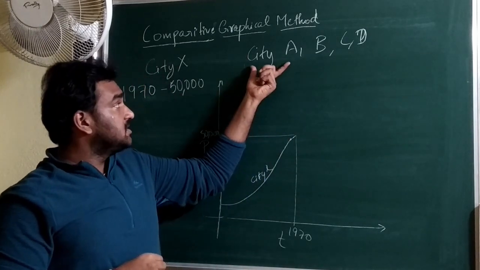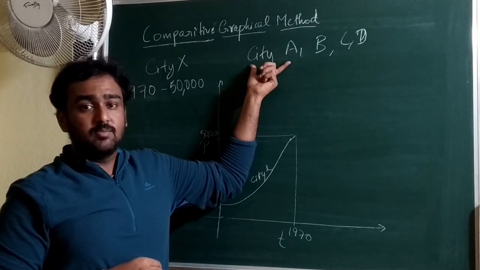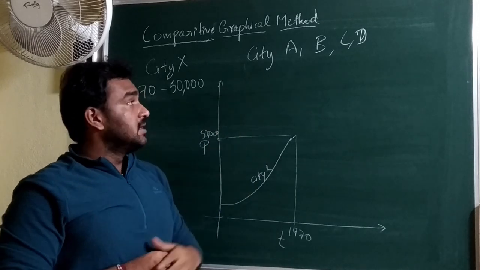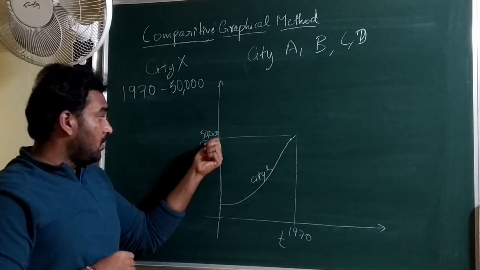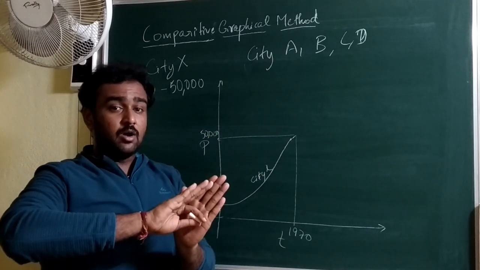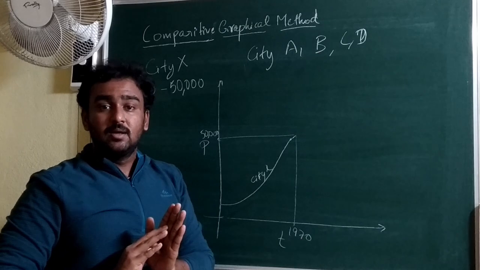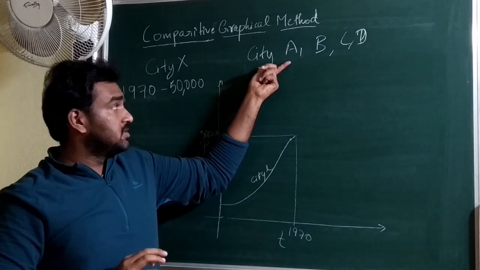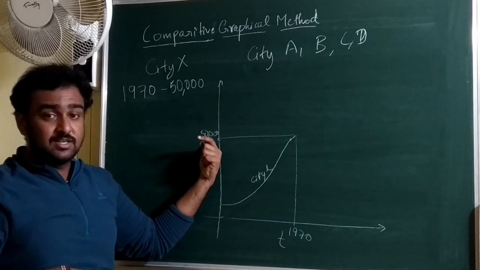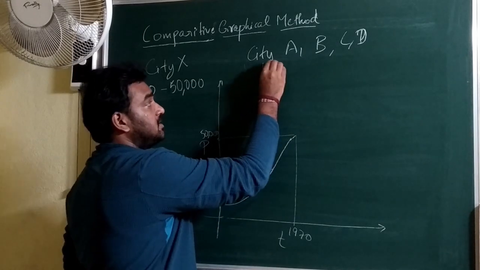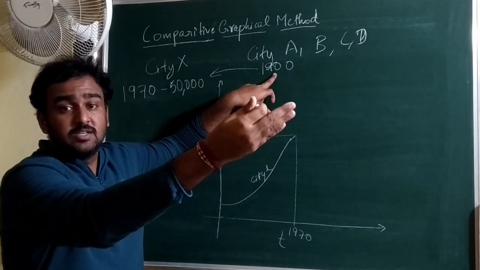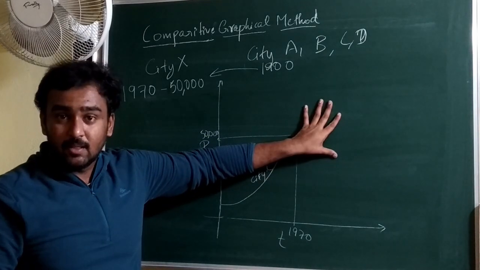We analyze the population records of city A. After analyzing, we found that city A reached 50,000 population at 1900 itself. Now, we should take the population records beyond 1900. So beyond this 1900, the population records are taken and plotted over here.